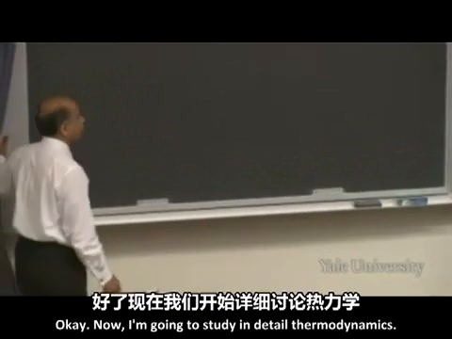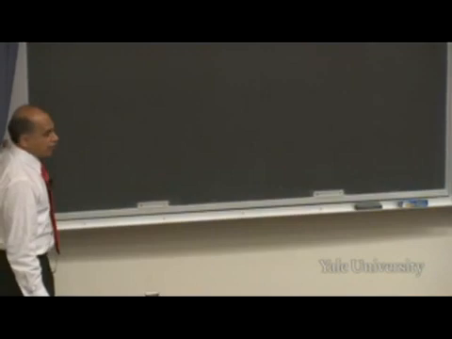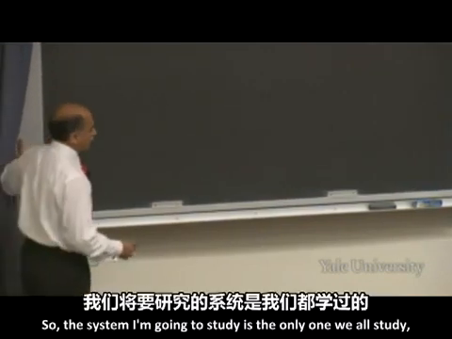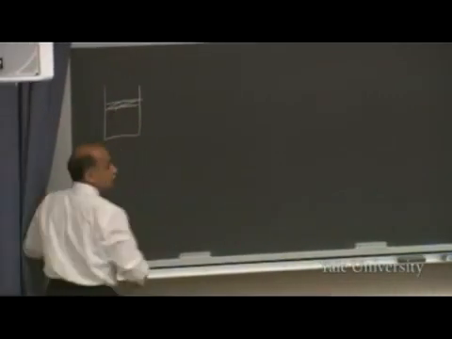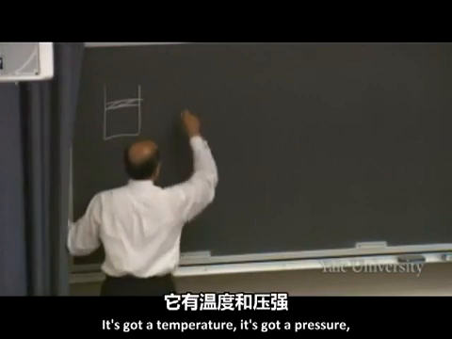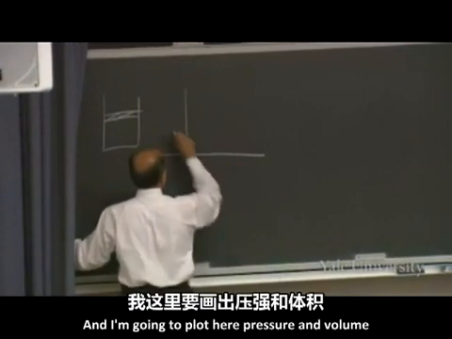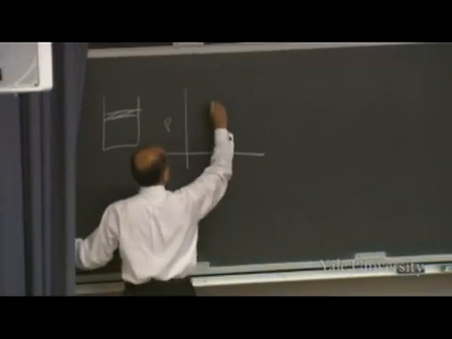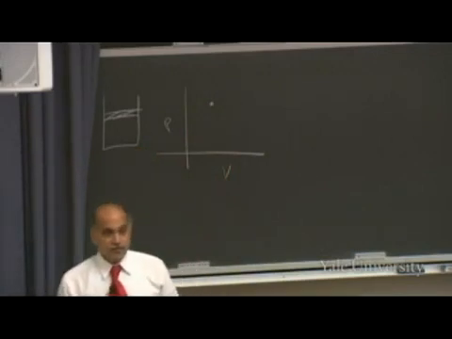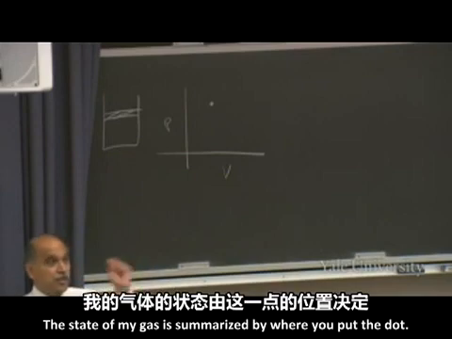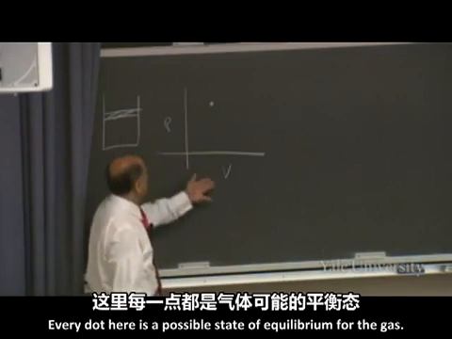Okay, now I'm going to study thermodynamics in detail. So the system I'm going to study is the only one we all study, which is an ideal gas sitting inside a piston. It's got a temperature, it's got a pressure, and it's got a volume. And I'm going to plot here pressure and volume, and I'm going to put a dot, and that's my gas. The state of my gas is summarized by where you put the dot. Every dot here is a possible state of equilibrium for the gas.